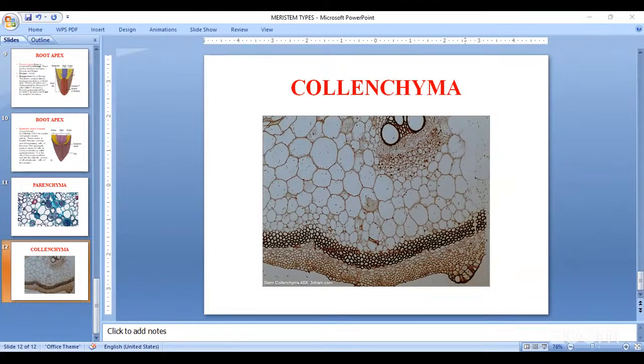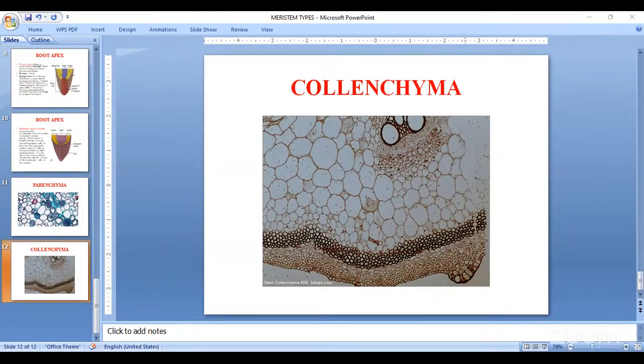And due to the deposition of pectin, it is anchored to the plant body. It gives anchoring and support to the plant body. It is mainly not involved in photosynthesis, storage and other functions. It only gives mechanical strength to the plant body. Regarding occurrence, collenchyma is mainly found in plant body parts below the epidermis, present in stems, leaves, floral parts and fruits.